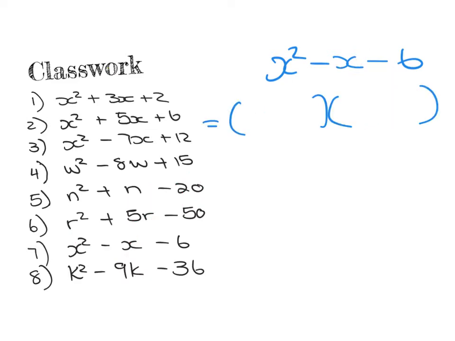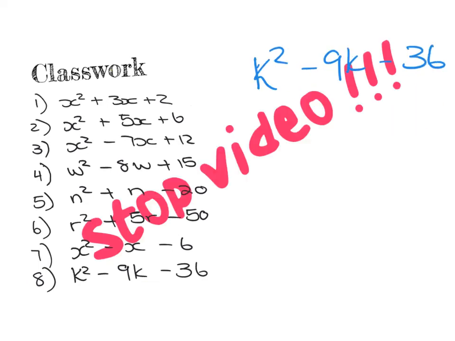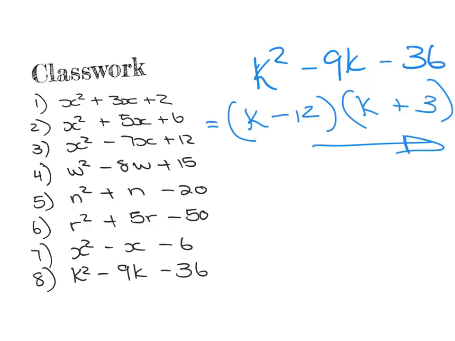The factors of 6 that will work for minus 1 here will be x plus 2 and x minus 3. Because plus 2 and minus 3 gives me minus 1, and plus 2 times minus 3 gives me minus 6. Stop the video here and do the sum first. And there's your last answer.